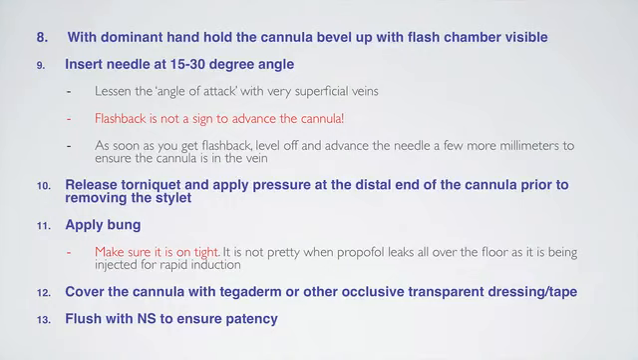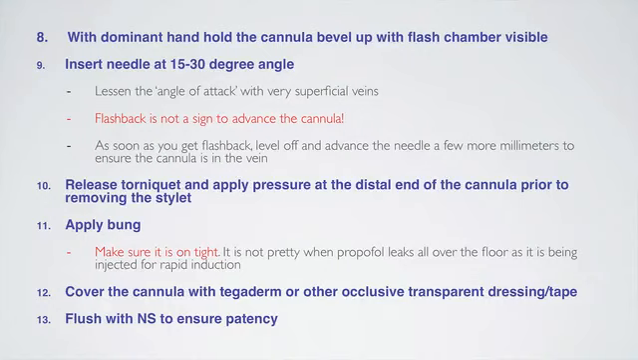So as soon as you get flashback, level off and advance the needle a few more millimeters into the vein to ensure the plastic part is actually in the vein. So once you've struck gold, release the tourniquet and apply pressure to the distal end of the cannula prior to removing the stylet to make sure that you don't get blood running out of the cannula. And usually it's not a problem, but nurses just kind of get on your back a bit about making a mess.